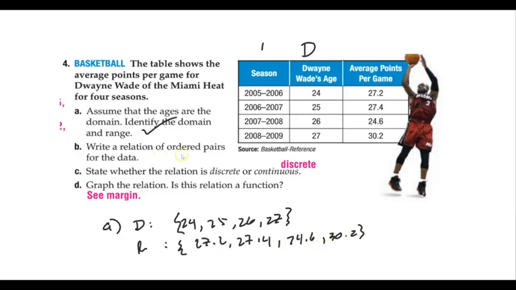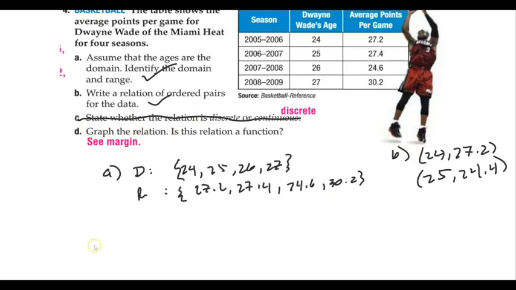Done. Write a relation of these ordered pairs. I want to put in ordered pairs, 24 and 27.2, the little relation. That lets you know, hey, when it's 24, you average that many points. And I'll do 25 and 27.4, and I'll stop there because I am lazy. You get that. Done. Okay, so D, graph the relation. Is the relation a function?